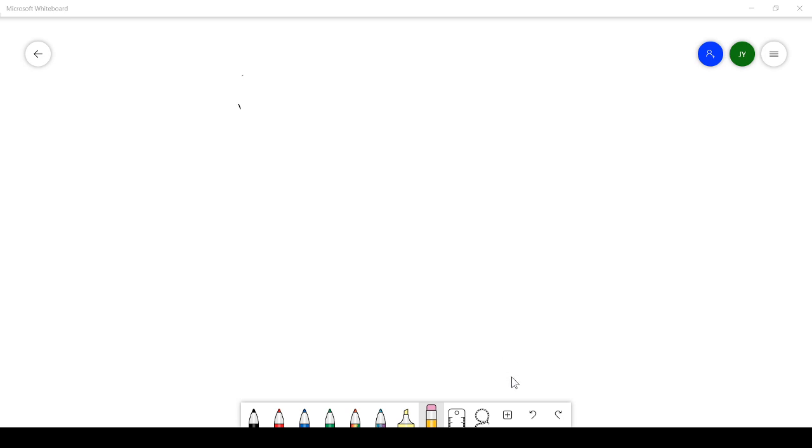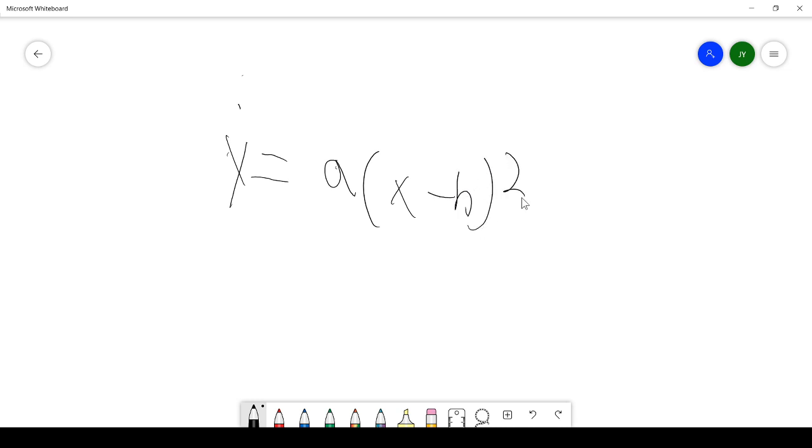So now, let's look at what the base equation of a parabola should look like. Generally, parabolas tend to come in equations that look something like y equals a times (x minus h) squared plus k. This is generally the equation.